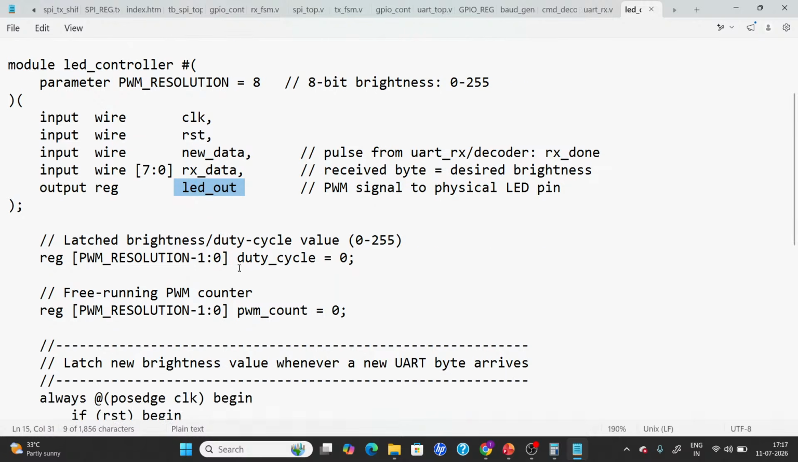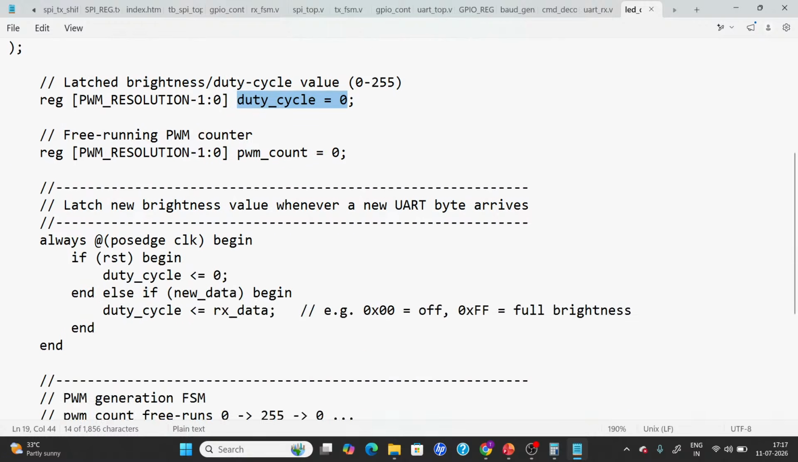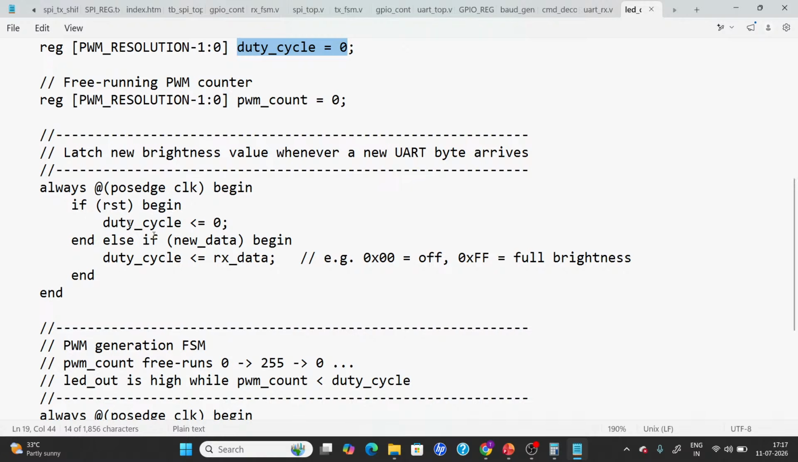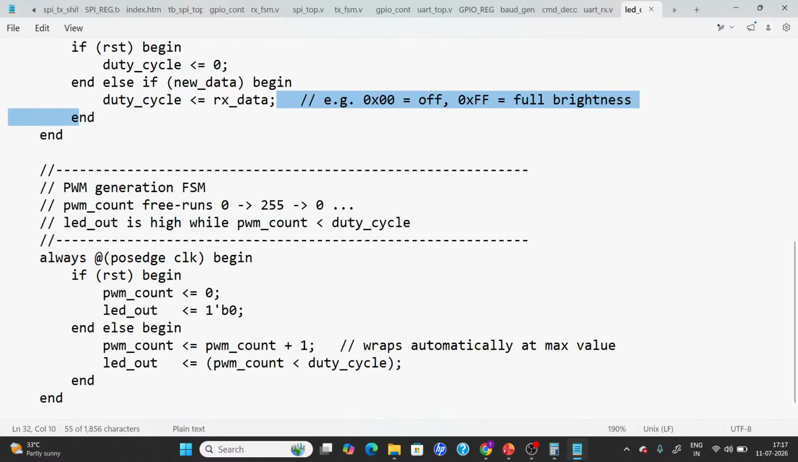And here I'm going to have something known as duty_cycle, which will be used for my brightness. And next is pwm_count. Let me show you where I'm going to use it. Now, if my reset is applied, my duty cycle will be equal to 0, and if new_data is given, then I'm storing whatever the command decoder has sent into my duty cycle. At the passage of the clock, my pwm_count will be incremented, and my led_out will be equal to 1 whenever pwm_count is less than duty cycle.